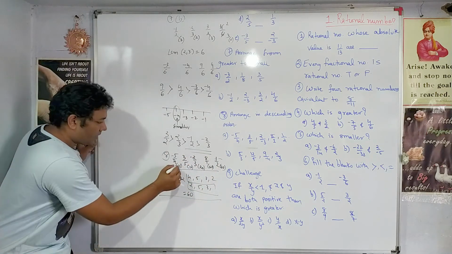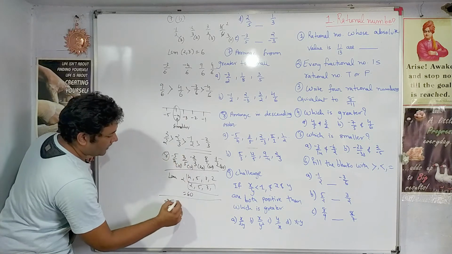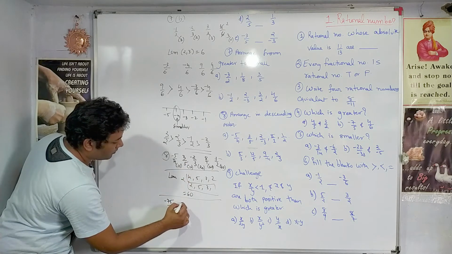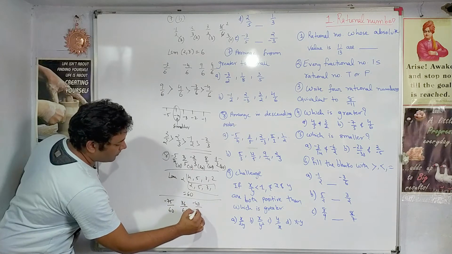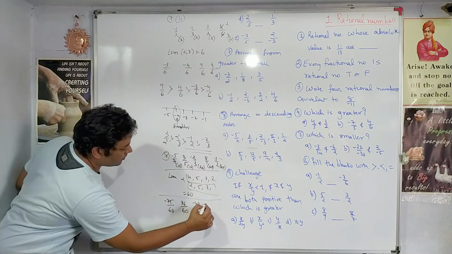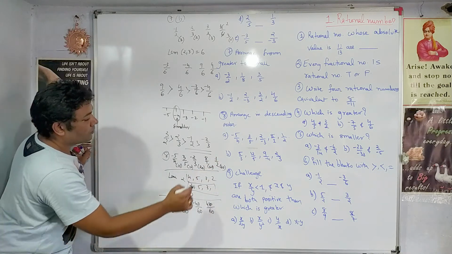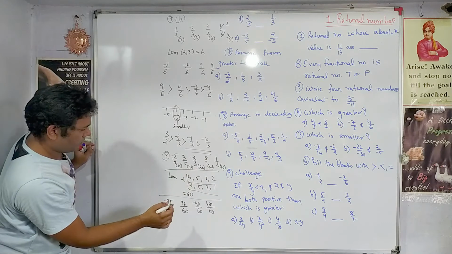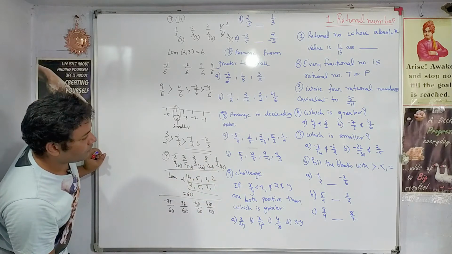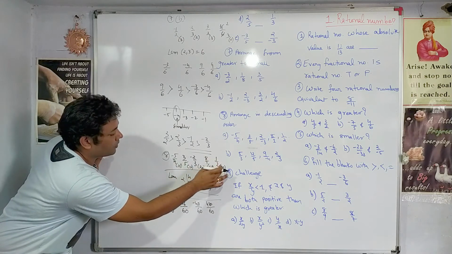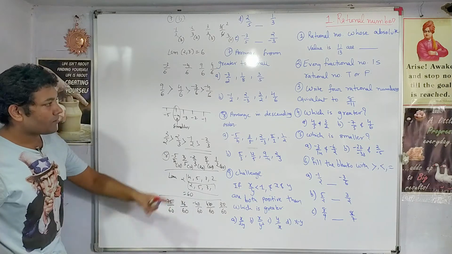Next step, 15 5s are 75 upon 60, 12 into 3, 36 upon 60, 20 into 2, minus 40 upon 60, 60 into 8, 480 upon 60, 30 into 1, 30 by 60, correct? Now you can easily compare for descending order.